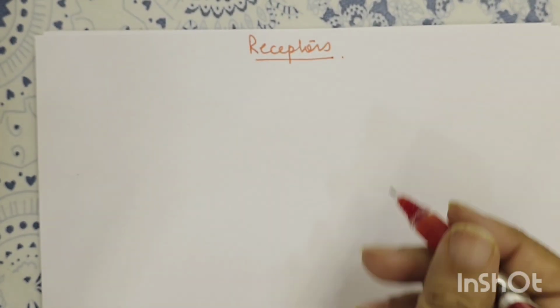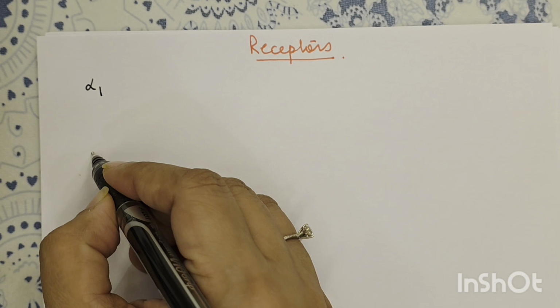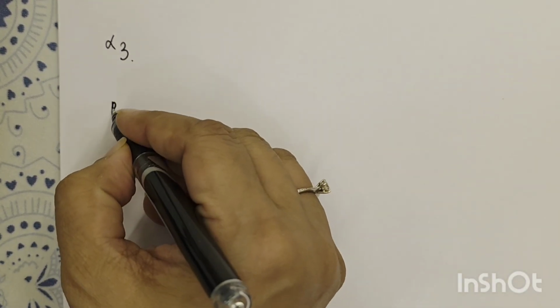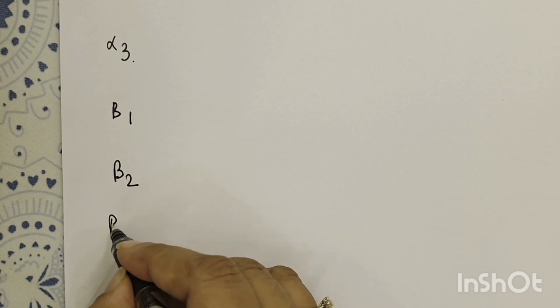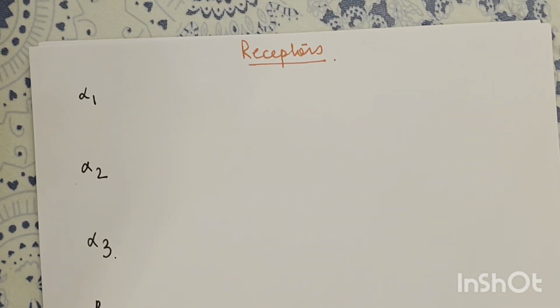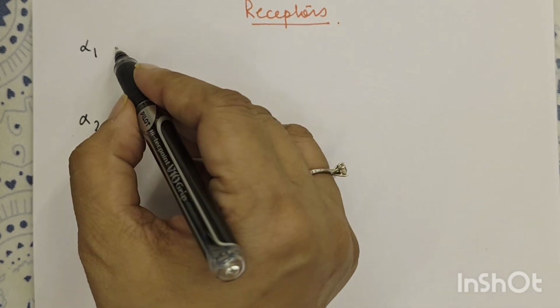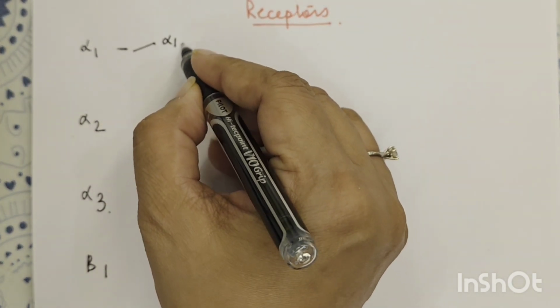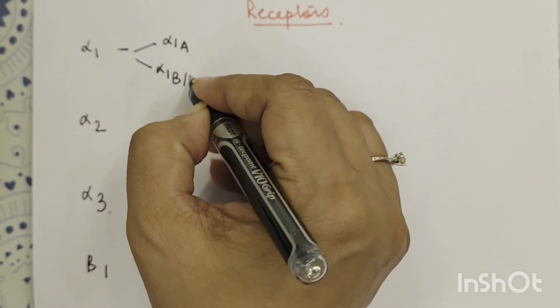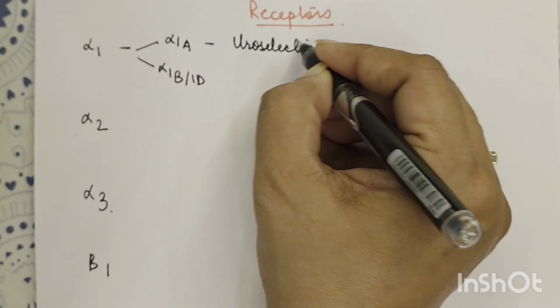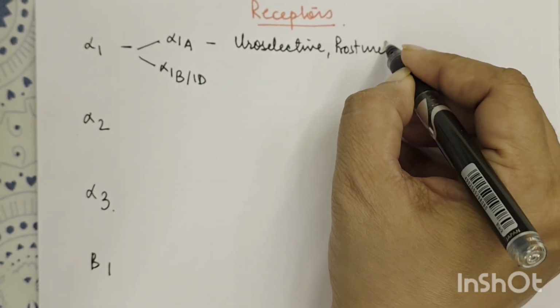So what are the receptors? They have alpha 1, alpha 2, alpha 3, then they have beta 1, beta 2, beta 3. So these are the receptors. Let's see them one by one. Now if we talk about alpha 1, it is of three types: alpha 1A, alpha 1B, and alpha 1D. Alpha 1A is basically also called uroselective, and it is present on the prostatic urethra.